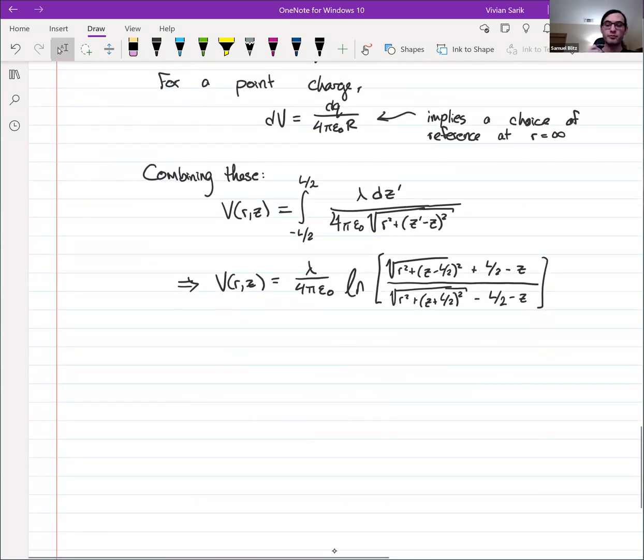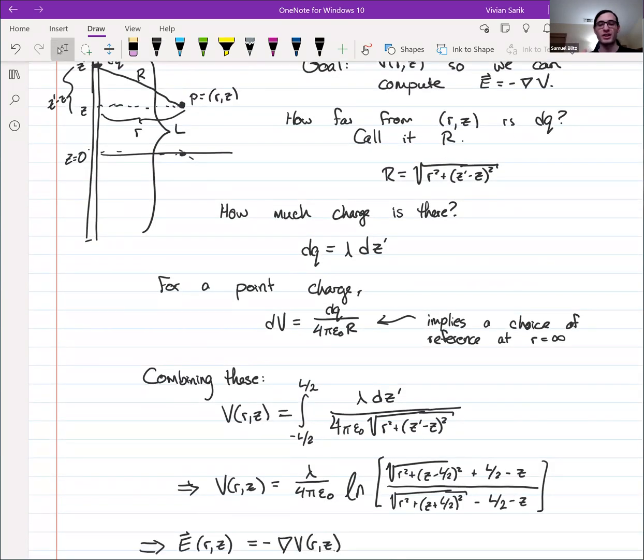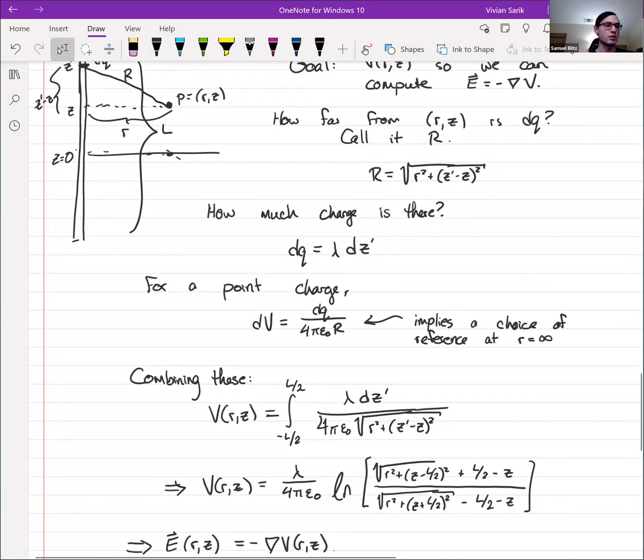So now you can just do the gradient, and that's just a math problem at that point. So we get that the electric field of r and z is the negative gradient of v of r and z, and then we would just take the negative gradient of this thing. Now we would want to use cylindrical coordinates here because this is a cylindrical coordinate problem. We have a radial direction r and then a Cartesian direction z.